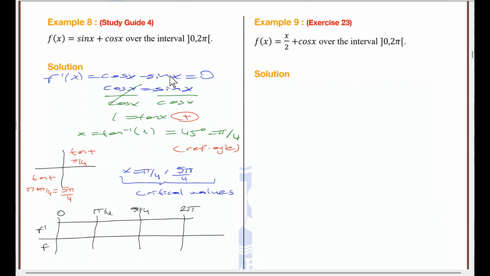Cosine x minus sine x equals 1. When you put 1 for x, let's say cosine 1 minus sine 1. Type this in the calculator and see what happens. If you get a negative result, you put negative. If you get a positive result, you put positive. It gets a positive result.